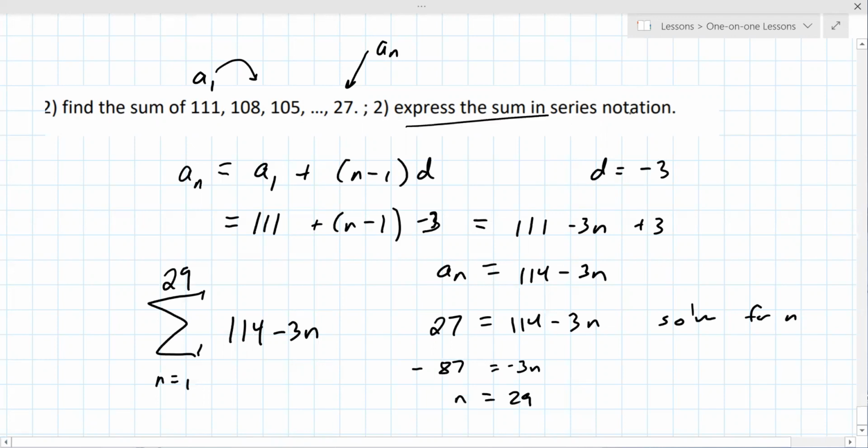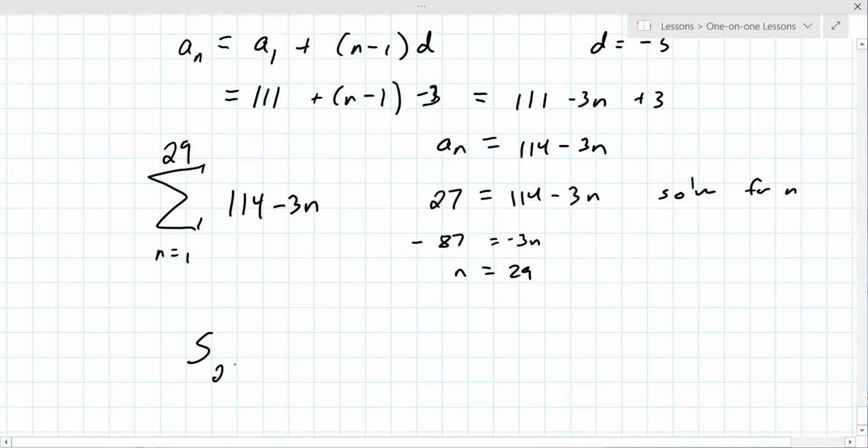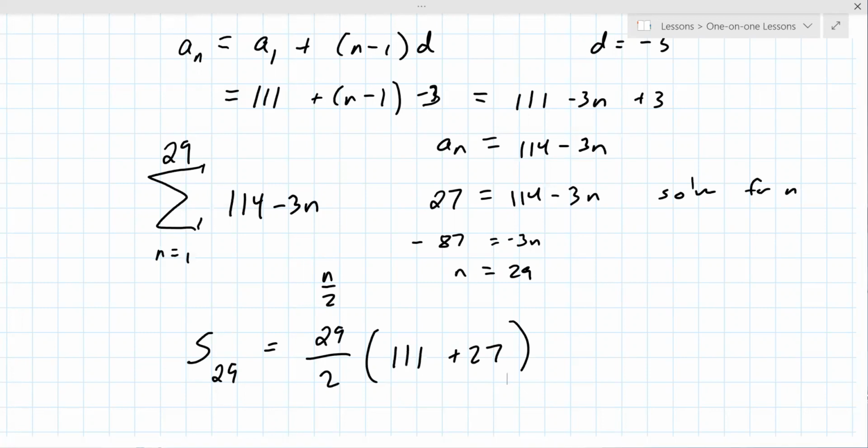So that's the express the sum in series notation. To actually find the sum, it's probably not that bad. It's the sum of the first 29 terms. So it's n over 2, which is 29 over 2, times the first term, which we were given, 111, and then your last term was 27. And then you just perform these steps here. Oh, okay. It's not terrible.